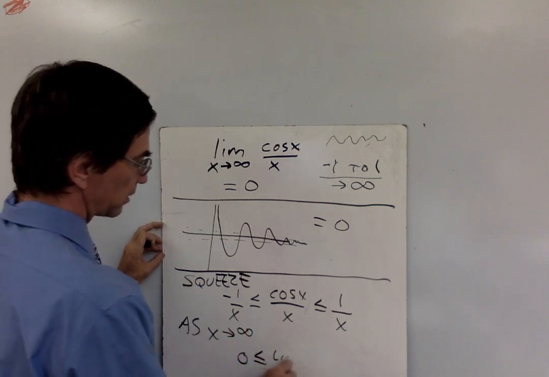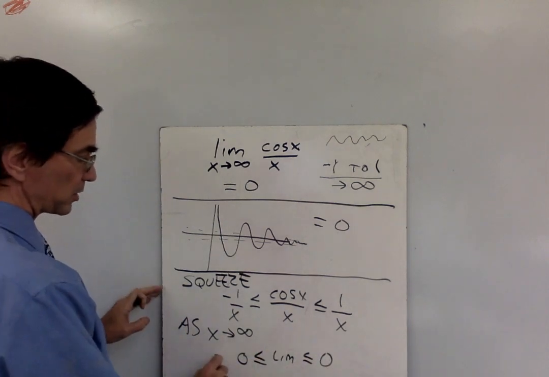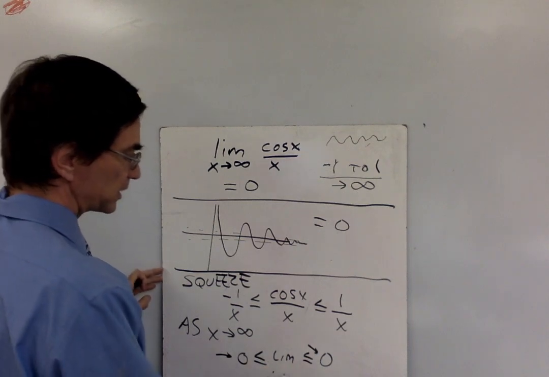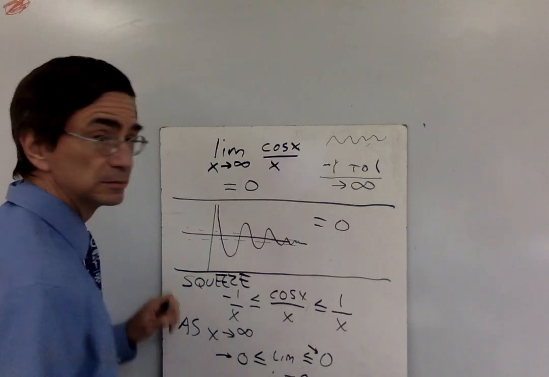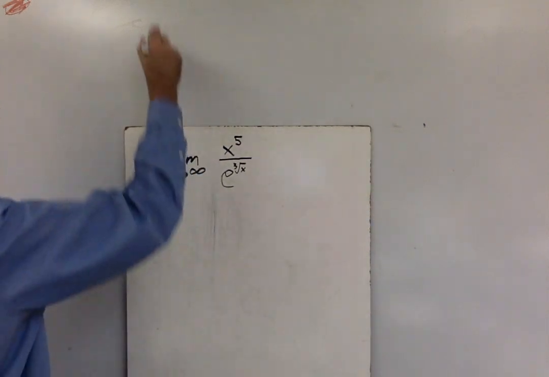So your limit gets trapped between two things that both approach 0. I really should write it that way. Approach 0. Therefore, the squeeze theorem says your limit has to equal 0. All right? And then our last issue is what to do with this sort of thing. So take a look at that.